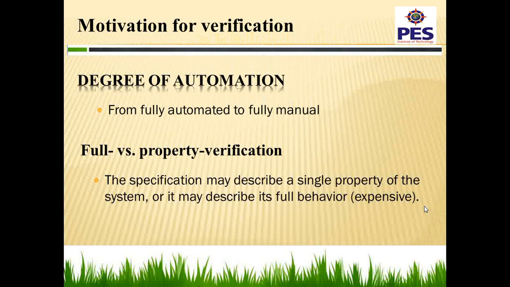Next one is full versus property verification. The specification may describe a single property of the system, or it may describe its full behavior. If you want to describe its full behavior, that will be expensive, which includes recording each and every step and what the system needs. So it is going to be expensive.